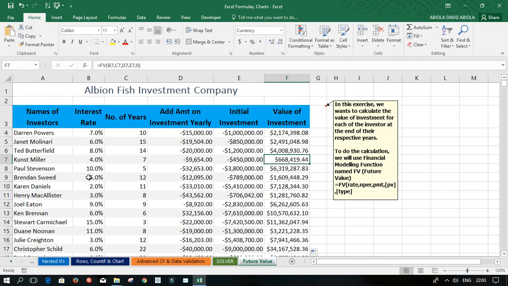So this is how to work with the future value. We've been able to calculate how much money that we're going to make on our investments in the future.